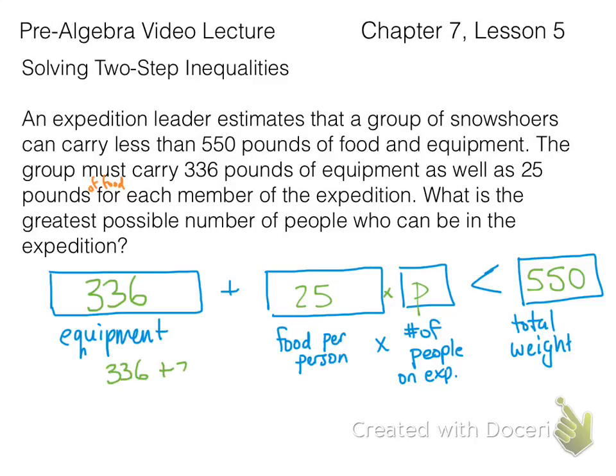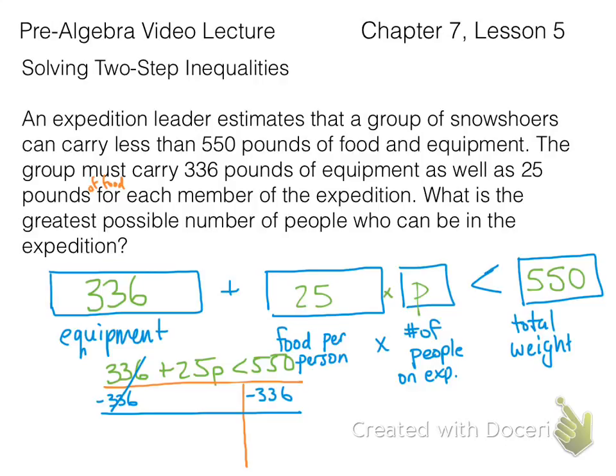So let's go ahead and set up our equation. 336 plus 25P is less than 550. Let's solve for P, the number of people. We're going to minus 336 on both sides. We're going to get 25P is less than 214, divide by 25, divide by 25. P is less than 8.56.